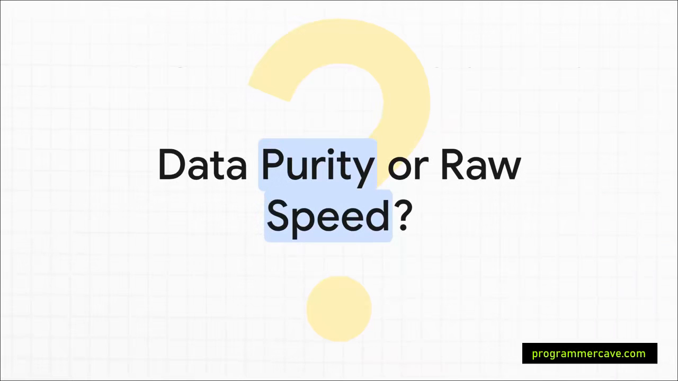It's this. Are you going to build a database that's a model of pristine organization, where every single piece of information has one and only one home? Or do you build for lightning fast performance, even if it means you have to repeat yourself and copy data all over the place? That, right there, is the great trade-off.